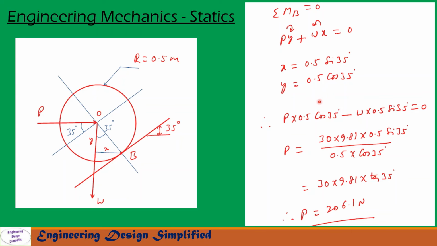Now let us substitute the values. So P into 0.5 cos 35, that is for Y, minus W into 0.5 sin 35, that is for X. We are taking negative here because we are taking counterclockwise moment as negative. From this, after simplification, we get P equal to 206.1 Newton.